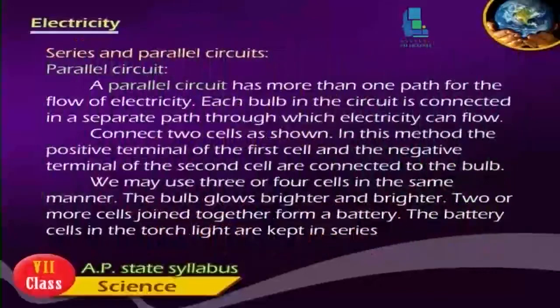The bulb glows brighter and brighter. 2 or more cells joined together form a battery. The battery cells in the torchlight are kept in series.